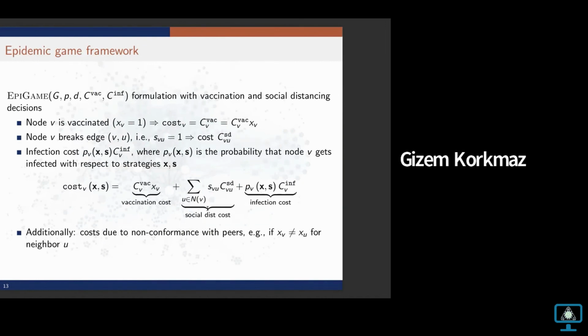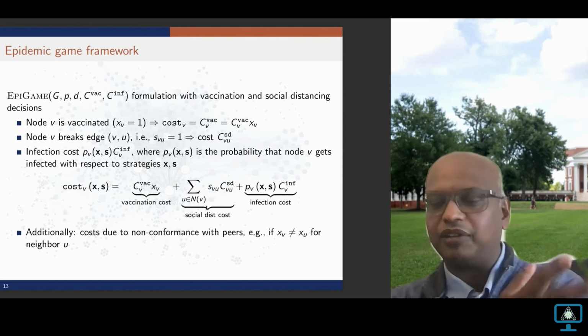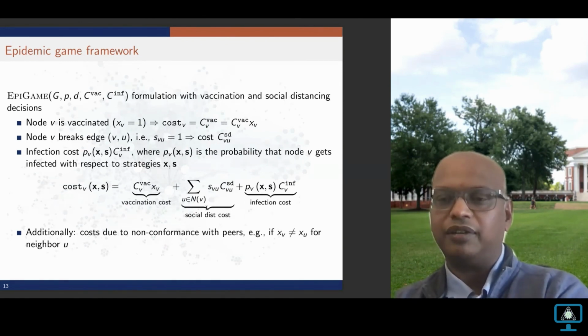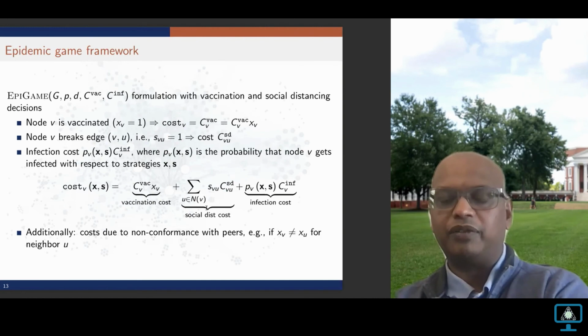Yeah. So if they're vaccinated, why are they social distancing? In that case, they would not need to break any other edge. So in a Nash equilibrium, for instance, vaccinated nodes would have no incentive to break an edge. Okay, and pay that cost, right? Okay. It'll automatically come for free.